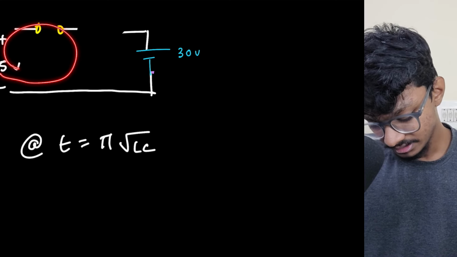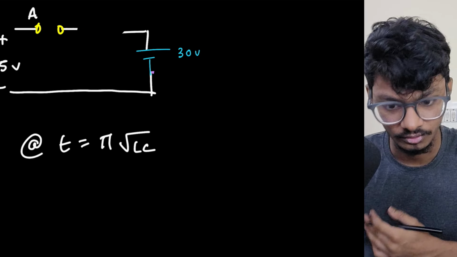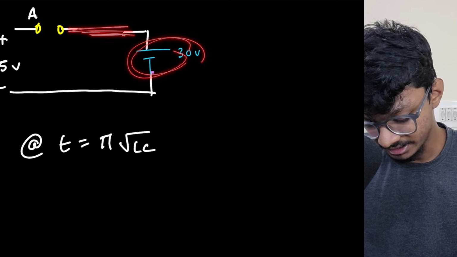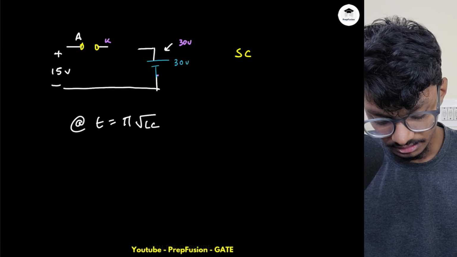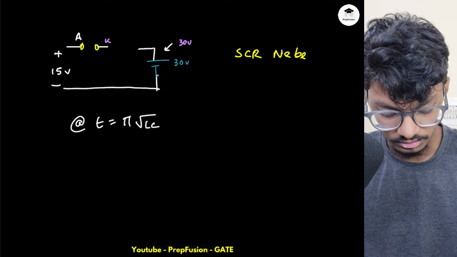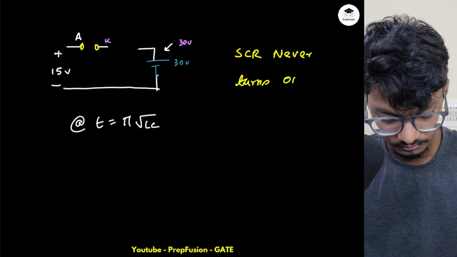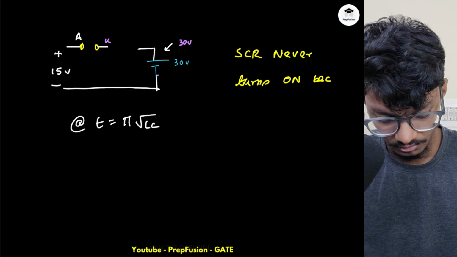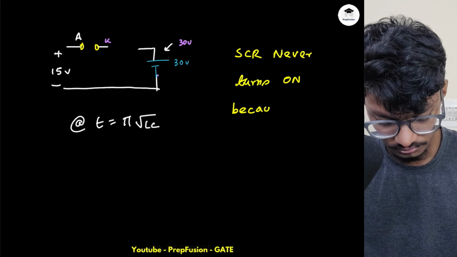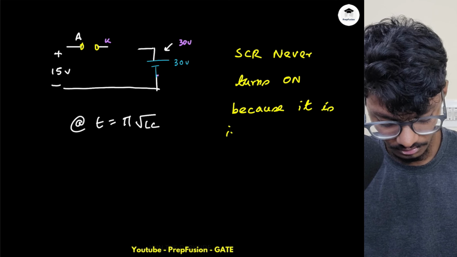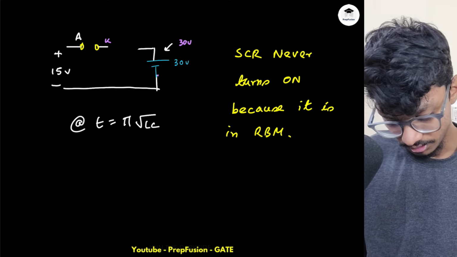Now at any stage, the anode voltage is always 15, and even if this provides zero voltage or some open circuit voltage, if it becomes a short circuit initially, this side of the voltage has been 30 volts as well, or always, right? 30 volts. So after this, the SCR never turns on because it is in reverse blocking mode. Okay, so it is in reverse blocking mode, so it will never turn on.